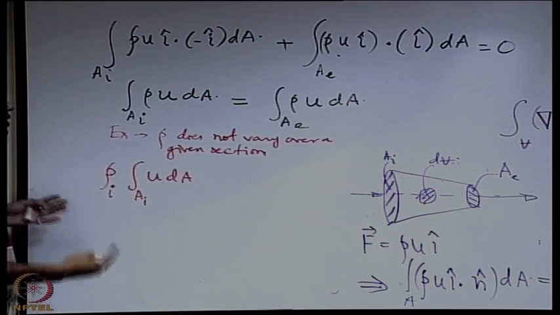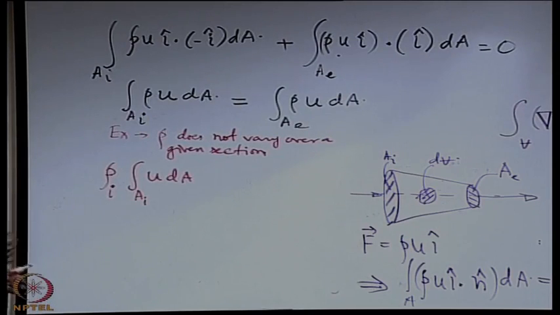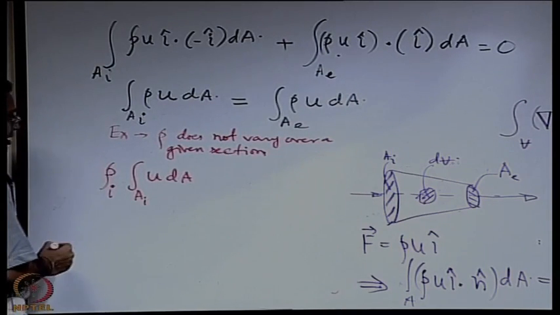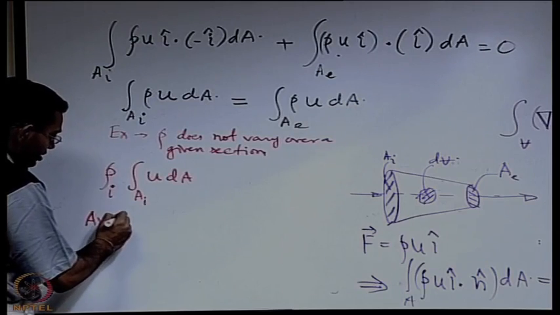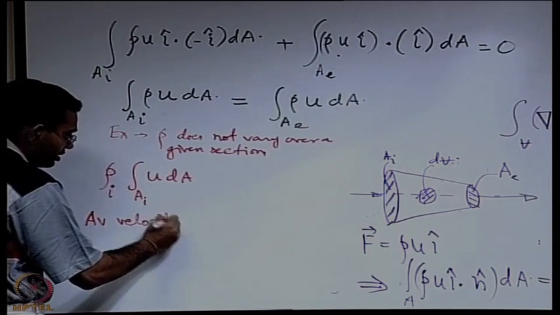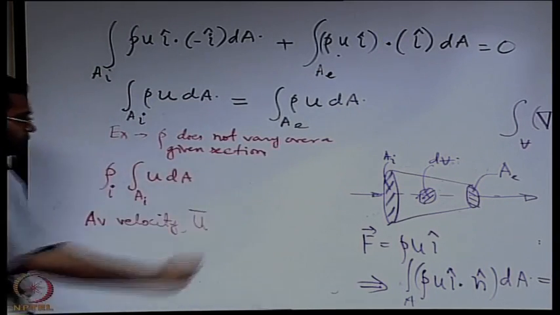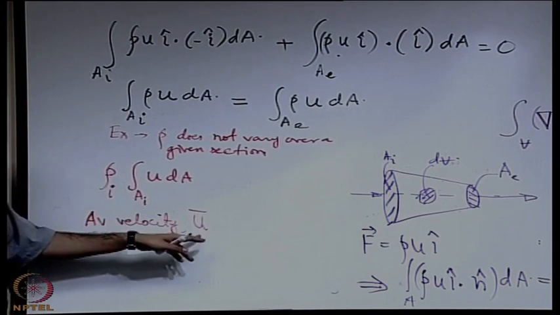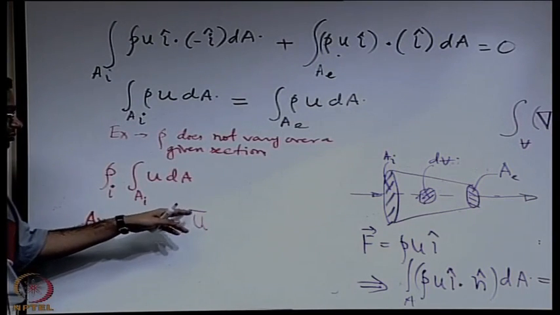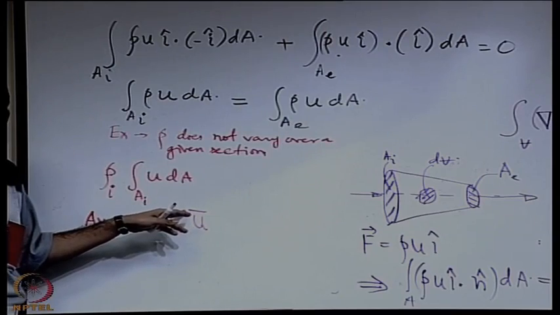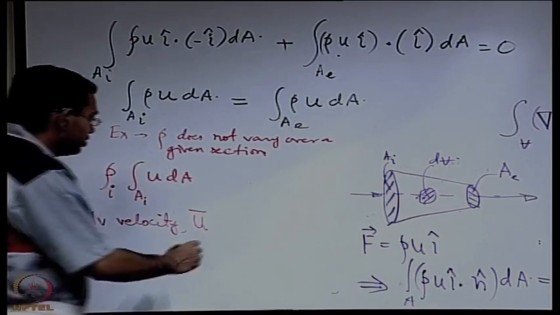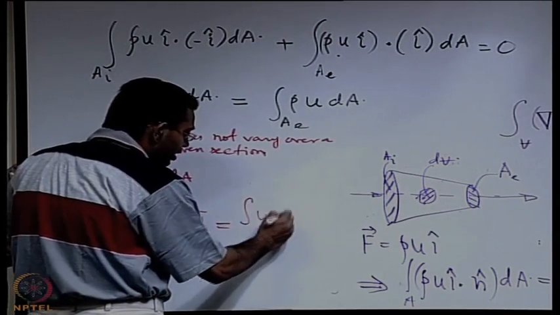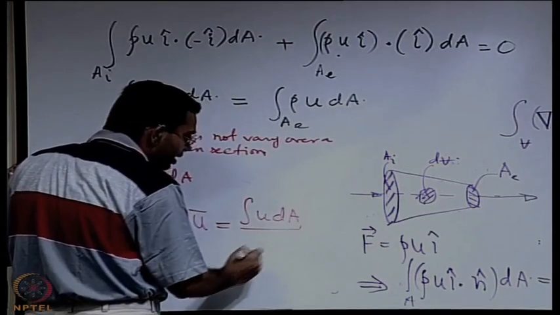Now, there is a definition which is called the average velocity. How is the average velocity defined? The average velocity is a cross sectionally average velocity. For a one dimensional flow it is like u average. We give a notation u bar to indicate that it is an average. So, it is basically integral of u dA divided by A.